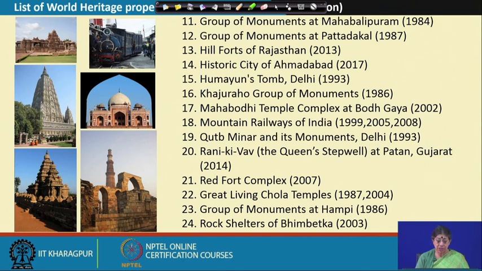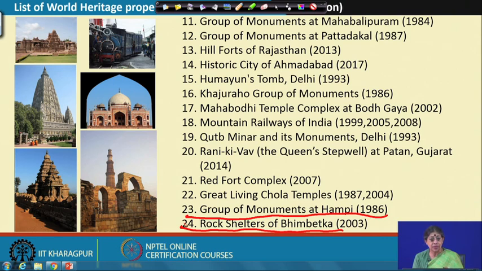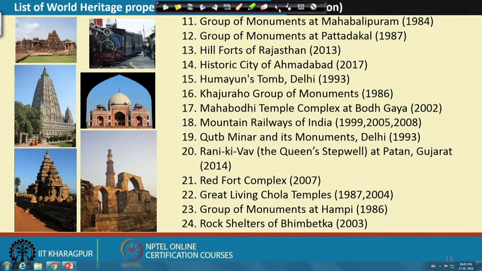Red Fort Complex was inscribed only in 2007, and there are also not just singular sites, like the group of monuments in Hampi, which was done in 1986. There are rock shelters. You can see that there are varied types of structures and cultural heritage sites which are inscribed in the World Heritage Sites either individually or as a group. And I will talk later about a very interesting thing called serial nomination, the hill forts of Rajasthan. We will talk about that later. So, you can see that there are varied types and groups and categories of World Heritage Sites.